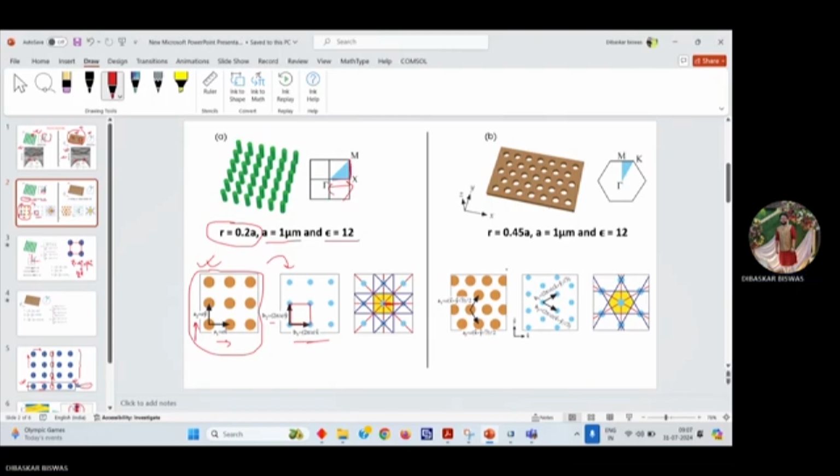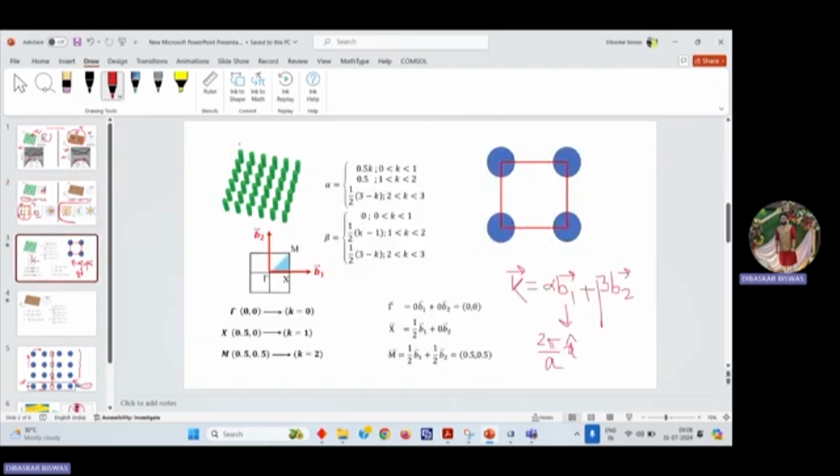Okay. And for this example here, we have taken radius as 0.45 times a, the lattice constant, same 1 micrometer, and dielectric constant as 12. And this calculation for real space lattice and the reciprocal lattice we have shown earlier also in lecture 14, I think. We have shown the simulation, how this hexagonal Brillouin zone simulations are done. So we shall not be discussing here in detail. And so next we shall take this example.